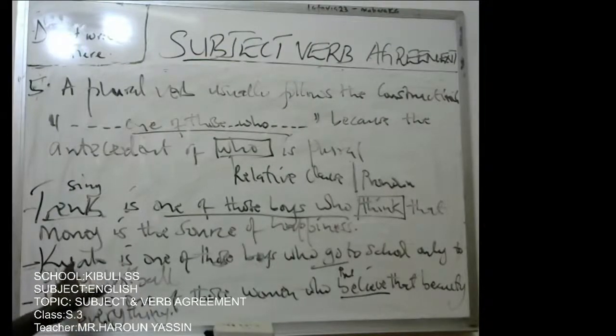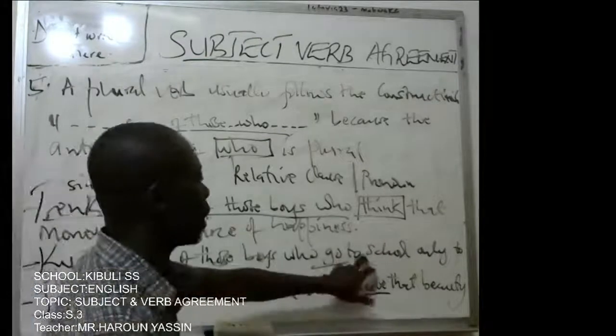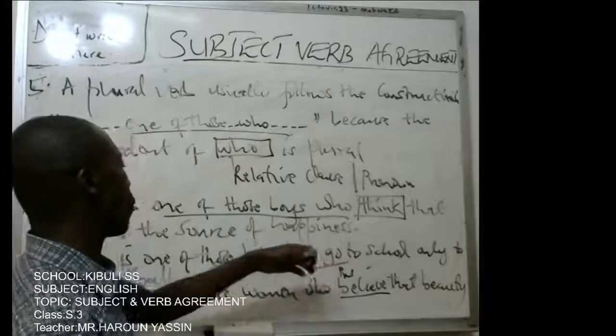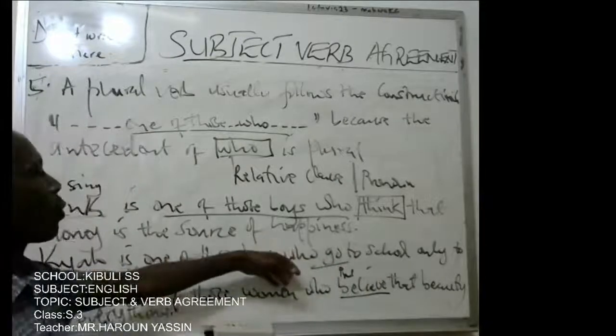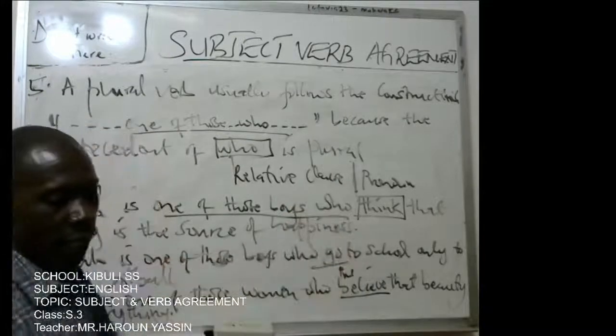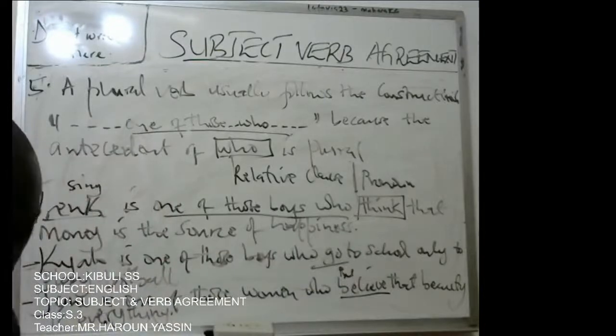Then, in this one, we shall not say "Charlie is one of those boys who goes to school." No. The antecedent of "who" is plural, therefore we are using a plural verb for that case. Okay? So, another example I can give.